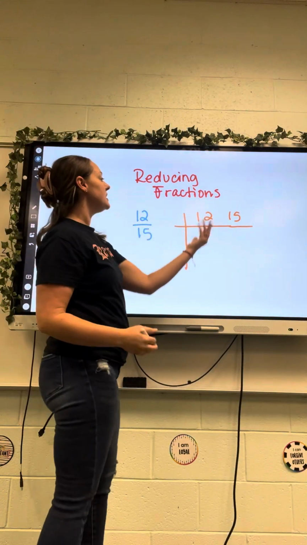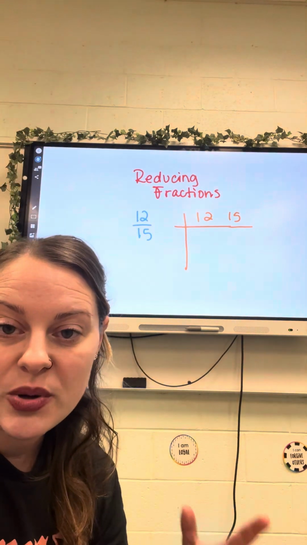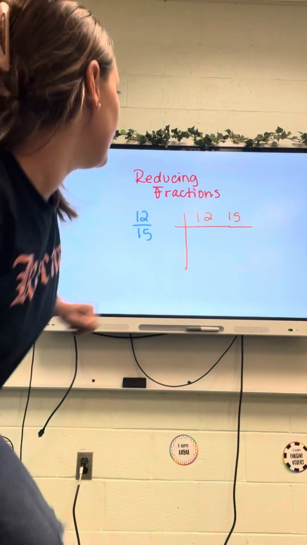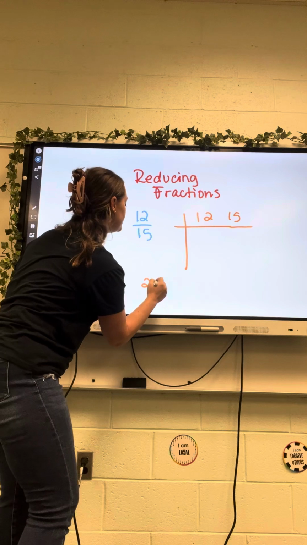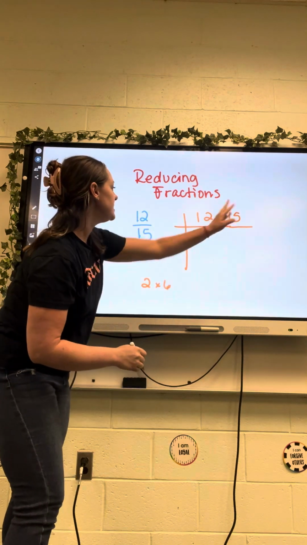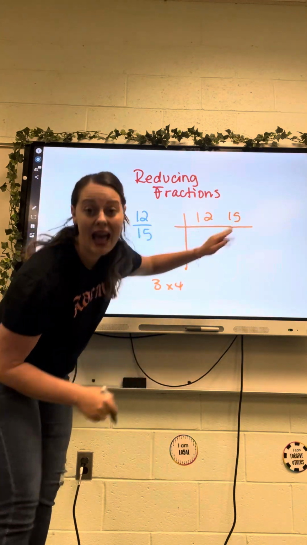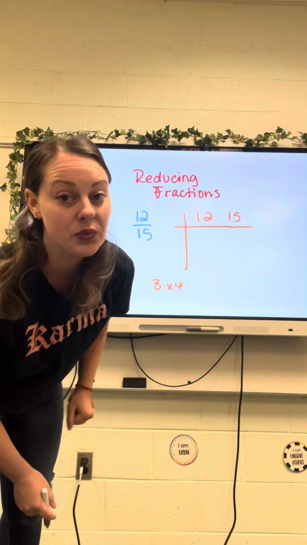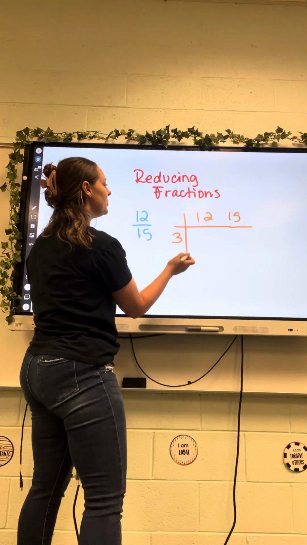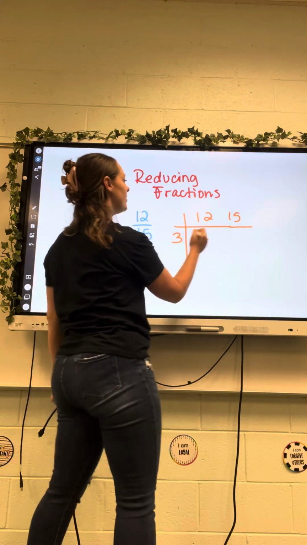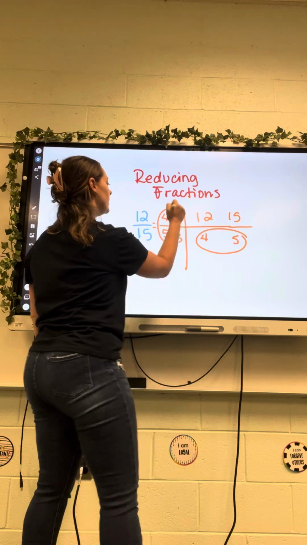So right here, 12 and 15. What numbers can equal 12 and 15? Well, there's more numbers that can equal 12 than 15, right? So let's just go through them. For 12, I have 1 times 12. That's not going to work. I have 2 times 6. Okay, 2 can't equal 15, 6 can't equal 15. I have 3 times 4. 3 can equal 15. 4 cannot equal 15. So my number is going to be 3 again. So here we go, 3 times 4 is 12, and 3 times 5 is 15. So my new fraction would be 4 over 5.